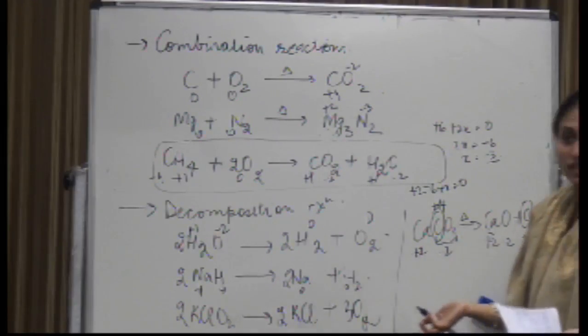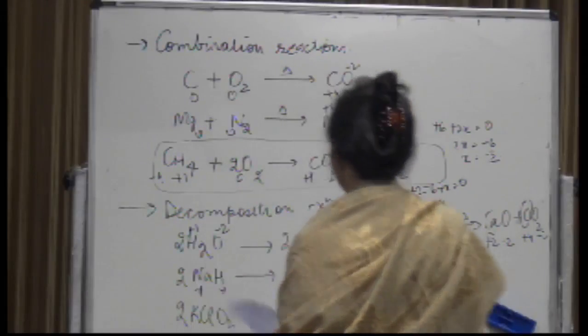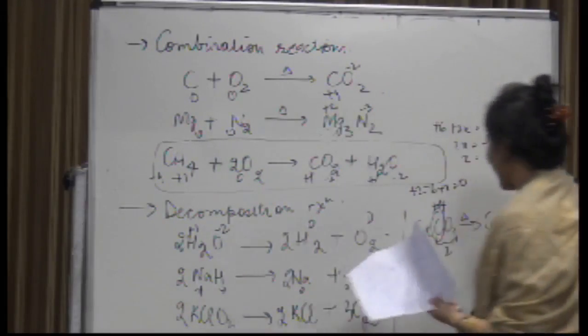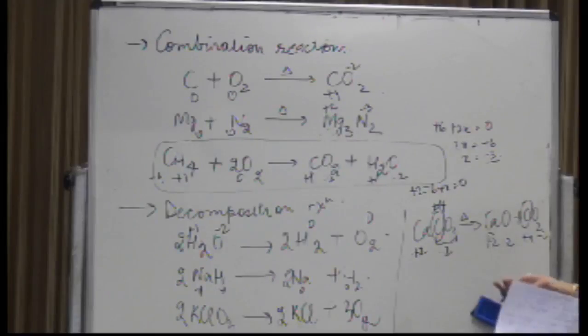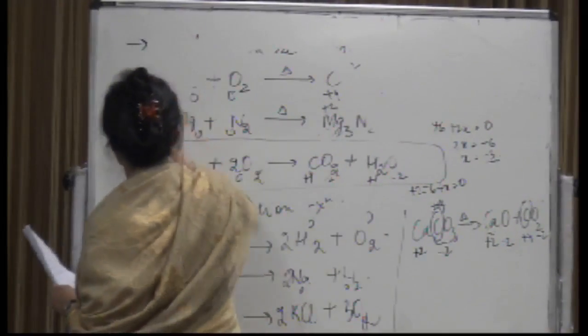Nothing is happening. So this is not a redox reaction. Something has to get oxidized and something has to get reduced. So in this case nothing is happening. I must have taken that example just like that. Okay, now let's move on to the next type. Combination done.